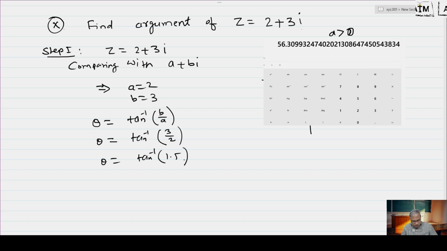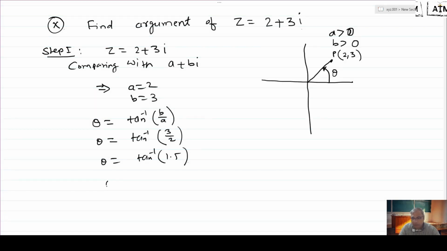That is equal to 56.30 degrees. Therefore, theta equals 56.30 degrees. This is the required value of the argument of the given complex number.